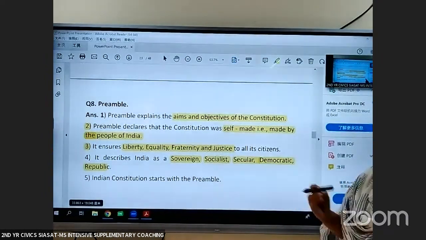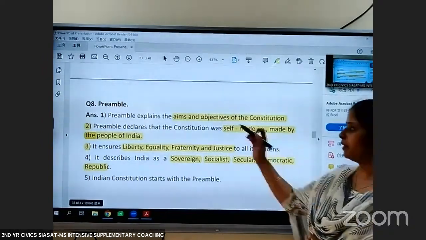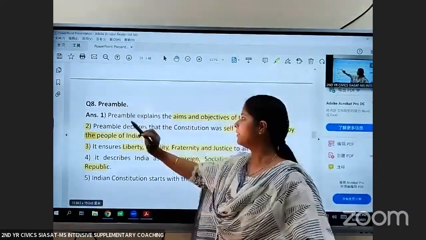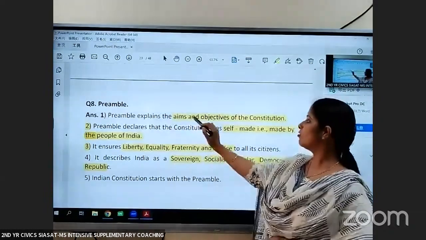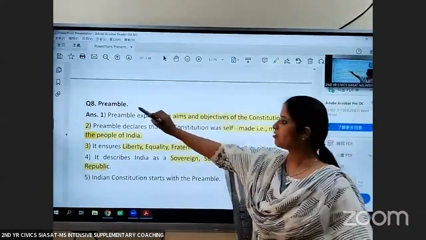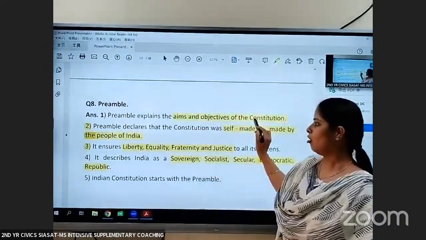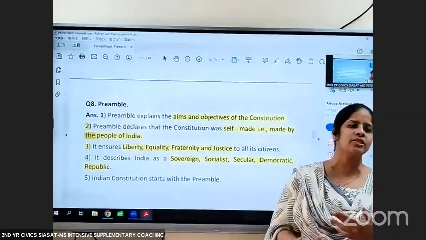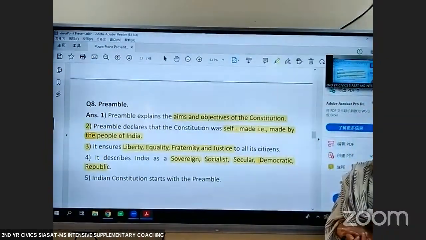And one more thing, when you're learning the answer, try to question yourself. For example, what is preamble? First, question yourself, what is preamble? It is introduction to the Constitution. What does preamble explain? It explains about the aims and objectives. So like this, question yourself. The more you question yourself, you will understand it better. Thank you very much.